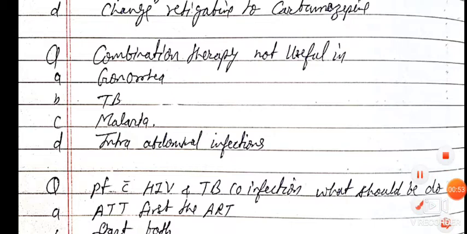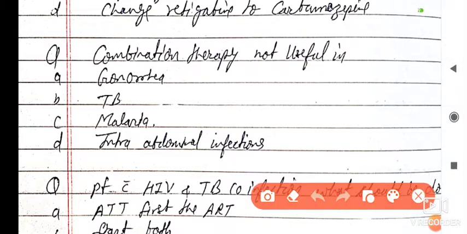Combination therapy not useful in combination therapy. For gonorrhea we use ceftriaxone, doxycycline, etc., 2 drugs. In TB a single drug is not useful, so we have to give combination therapy. In malaria also we use combination therapy, but in intra-abdominal infection we use a single drug. So this is the answer here.